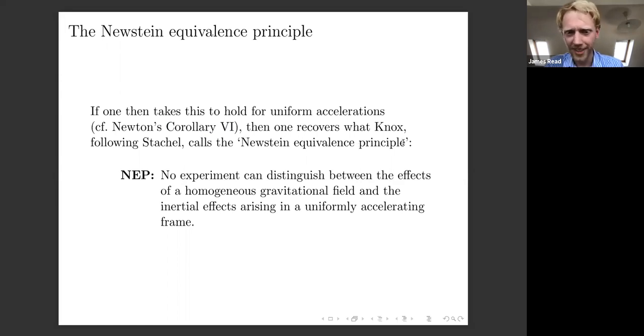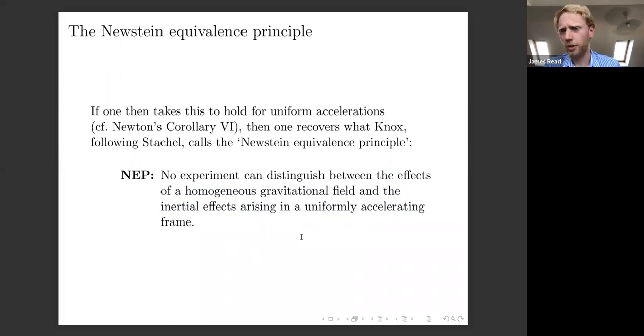I'm just going to abbreviate that to NEP. And importantly, I was going to say I don't want this to be associated with Newton, but it's also associated with Einstein, so I guess that's fine. I'll just abbreviate it to NEP. This is very close to what Saunders dubs the equivalence principle in his paper. And it says this: no experiment can distinguish between the effects of a homogeneous gravitational field and the inertial effects arising in a uniformly accelerating frame.